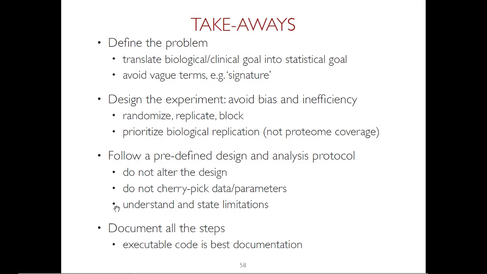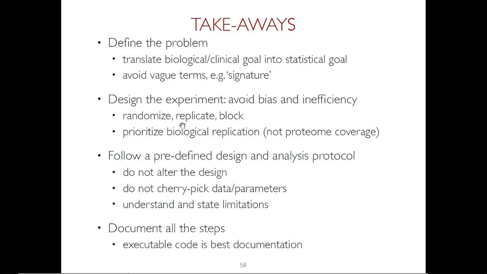Okay, and so let me just wrap up here. The takeaways from the experimental design is that we need to define the problem, translate the biological goals into statistical goals, avoid vague terms. So often people say, I just want to find the signature of the disease. Well, I don't know what the signature means because it's not a specific term, right? So is it change on average? Is it prediction of individual samples, and so on?